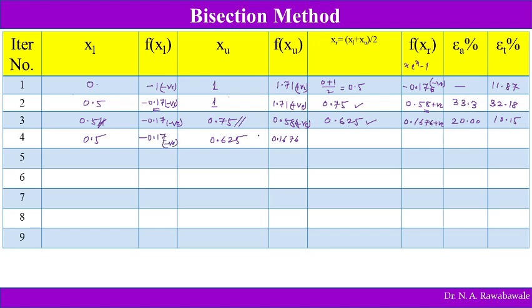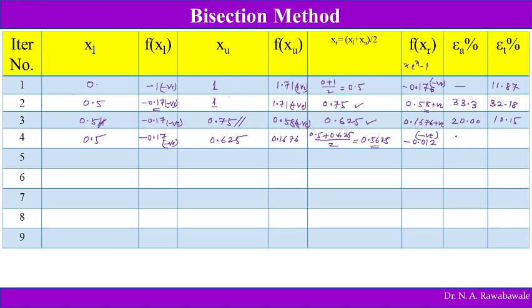So now average of this 0.5 plus 0.625 divided by 2 gives us 0.5625. So substituting this 0.5625 in this function x into e to the power of x minus 1, we get this as minus 0.012, minus 0.012, which is negative. Now this is going to be negative.